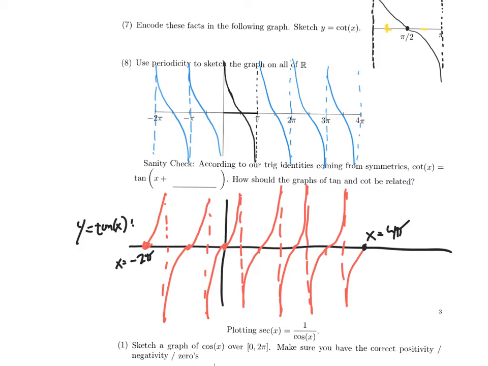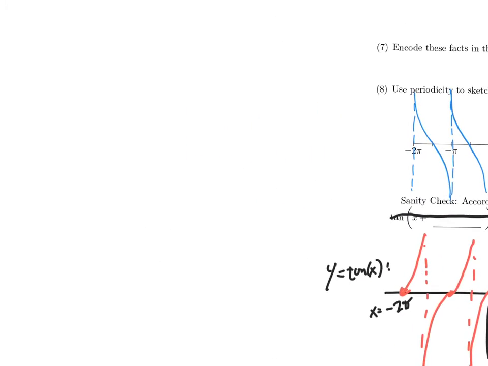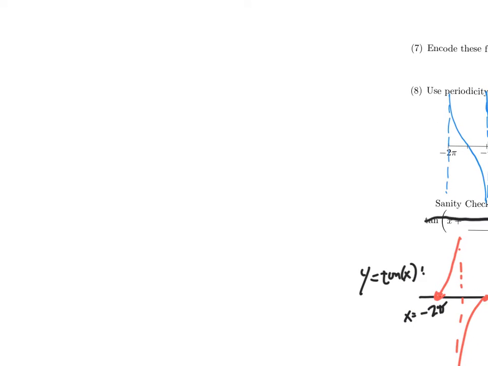Well, that's not actually true. But there is an identity that gives a relationship between tangent and cotangent. Let's just try to remember what it is. So let's just try some stuff. Let's just do it. So let's see, tangent of x plus pi over 2. Let's see what that is.